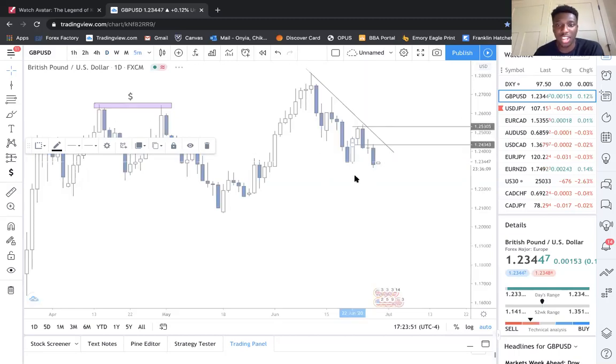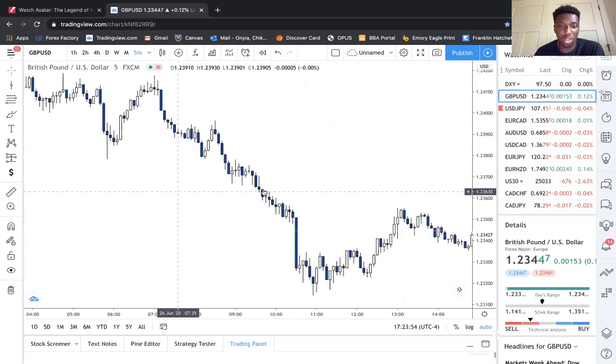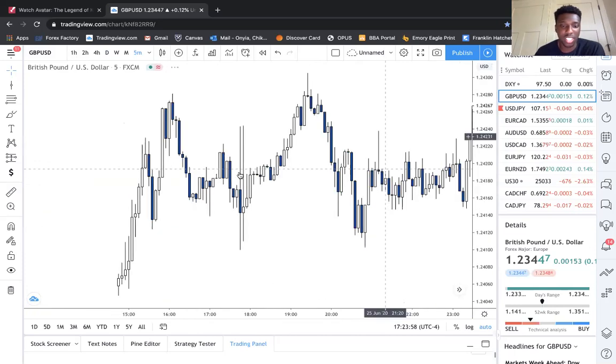So what I would do is go into the 5-minute and take myself all the way to, we're trading on the 24th, I believe. Let's say this is the morning of the 24th.